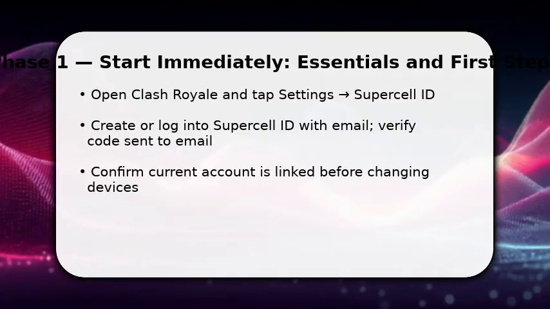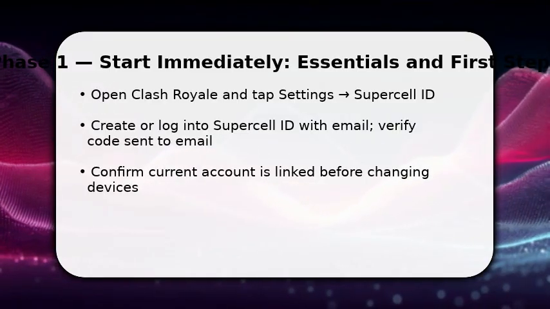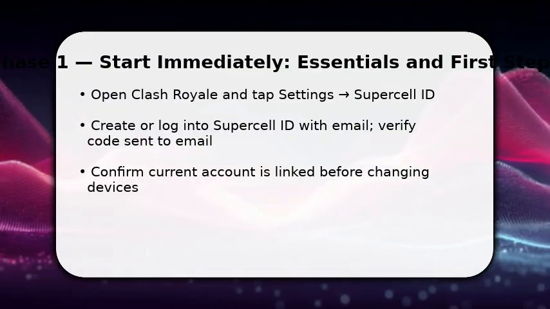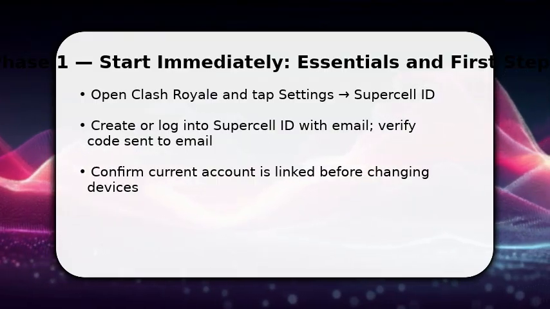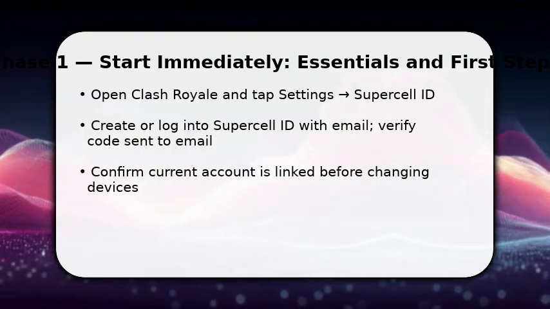You start by linking your account to Supercell ID so you can move progress safely. Open Settings, tap Supercell ID, then choose Create or Login. Enter your email and wait for the verification code. This confirms ownership. Once you receive the code, type it in and ensure the game shows your Supercell ID email.